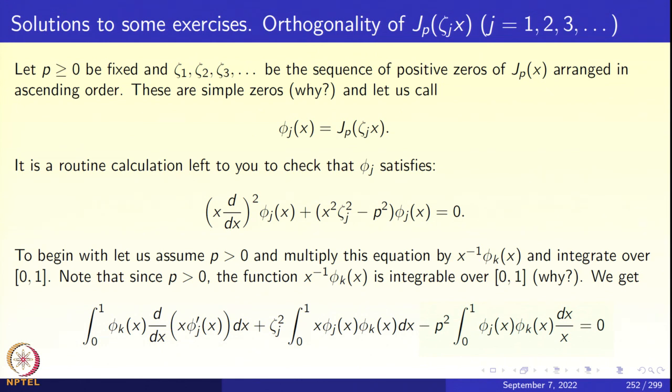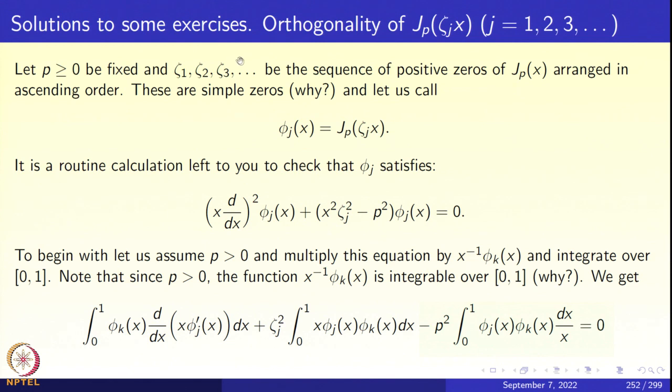So let us fix p and let us look at the list of zeros of the Bessel's functions. Now these zeros are simple zeros. So if I have a function f of x, remember that our Bessel's functions are entire functions. And for an entire function, when you have a zero, you understand what it means to say that a zero is a simple zero. Why can't it be a double zero, for example? Suppose, for example, zeta 1 were to be a double zero of Jp, let us arrive at a contradiction. That means Jp of zeta is 0, Jp prime of zeta is also 0. And zeta is not 0.